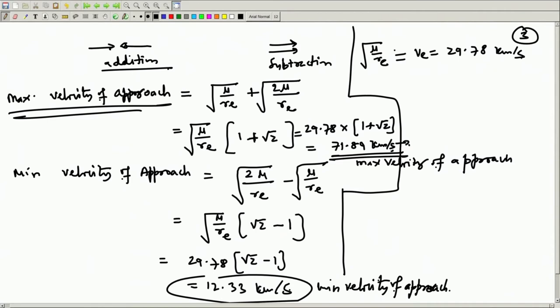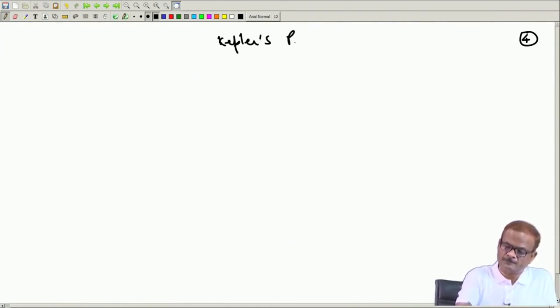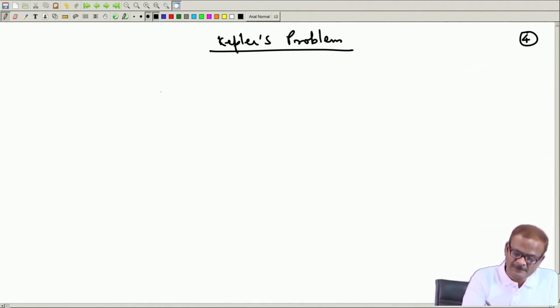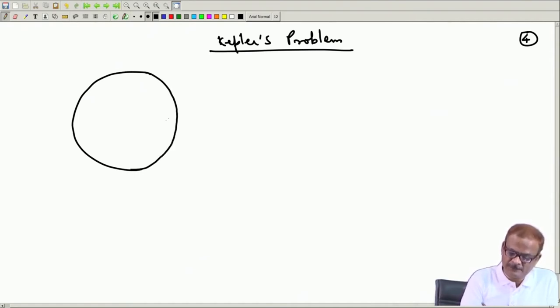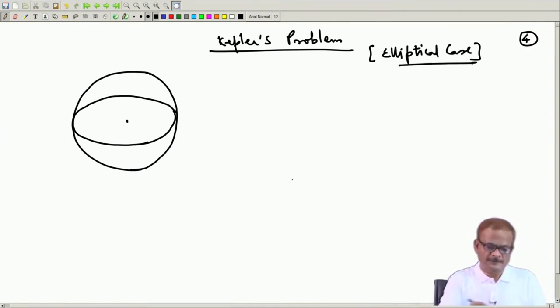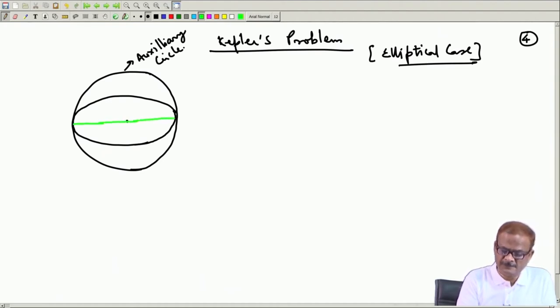Okay, so we go to the Kepler's problem as we have been discussing earlier. So, we start with that. Okay, so here now we have been discussing that inside the circle we took one ellipse. We were discussing Kepler's problem here for the elliptical case. Okay, and this we have written as the auxiliary circle or circumscribing circle, and this is our ellipse. This is the semi major axis of the ellipse, this is the center of the ellipse here, and the focus is lying somewhere here.